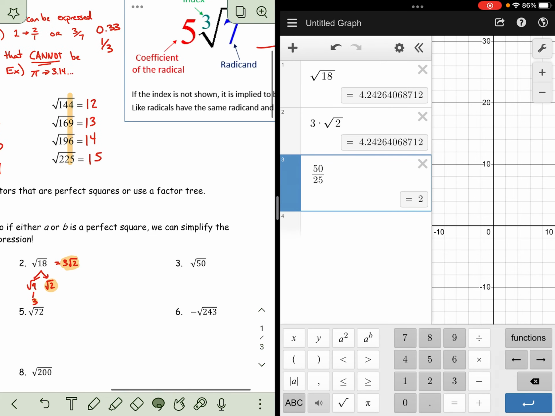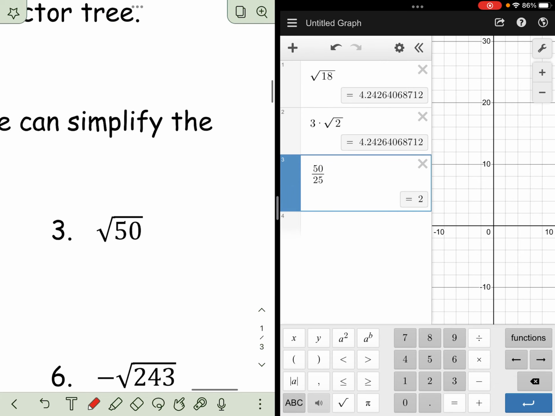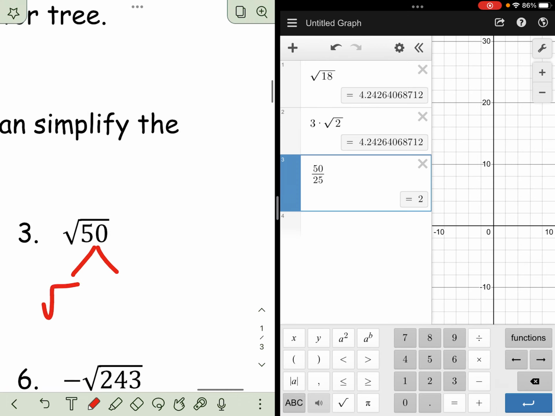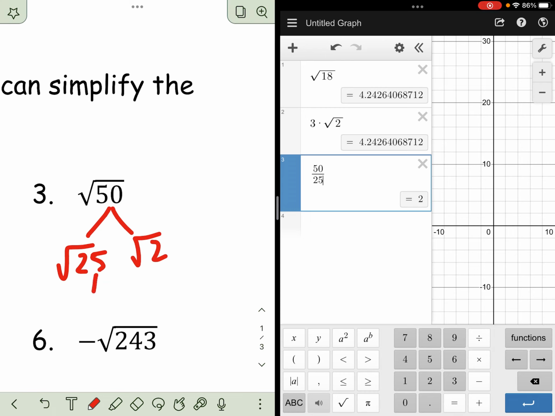25, though, does work. So it breaks down to radical 25 and radical 2. And then 25 is a perfect square, and that breaks down to 5. So this would be 5 radical 2. That is your simplified radical.